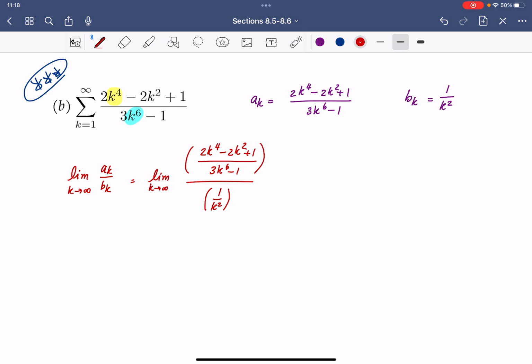And then now you just simplify it. So it's going to be the limit as k goes to infinity. You move k squared to the top. So it's going to be k squared times (2k to the 4th power minus 2k squared plus 1) over (3k to the 6th power minus 1), right? You just flip k squared to the top part.